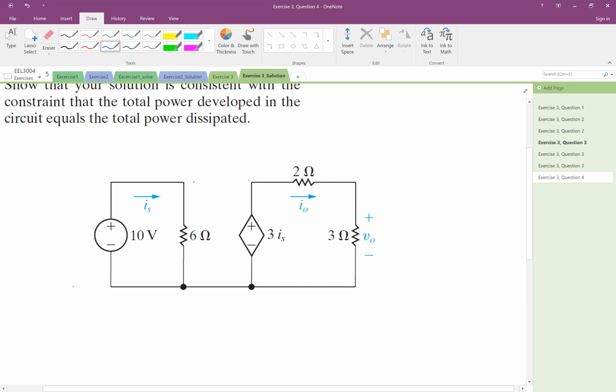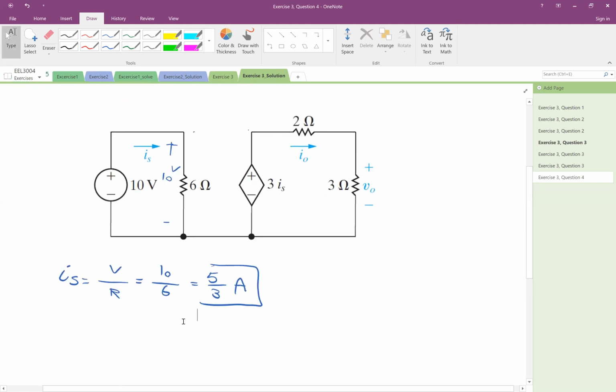So 10 volt is here, the whole thing is 10 volt. So for this 6 ohm resistor, the voltage is 10 volts. So IS is equal to V over R, which is 10 volts divided by 6 ohm, which is 5 over 3 amp. Now this dependent voltage source is 3 times IS, which is 3 times 5 over 3, which is 5 volts. Remember, it's a voltage source, so here we have 5. Okay, and then 5 volts, so the question was what is VO?